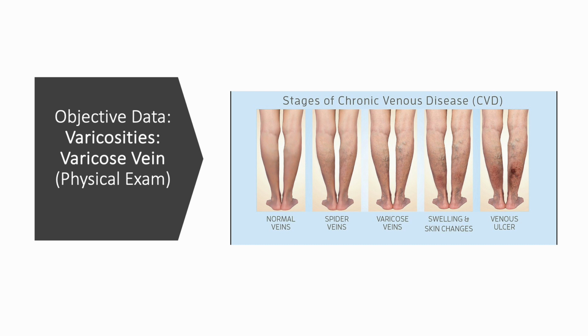Here you can see, as you're looking for varicosities, we typically look behind or posterior: normal veins, spider veins, and now we're moving on to varicose veins, where those valves are not competent and the calves are not pushing that blood back up, and so it's pooling in these venous areas.